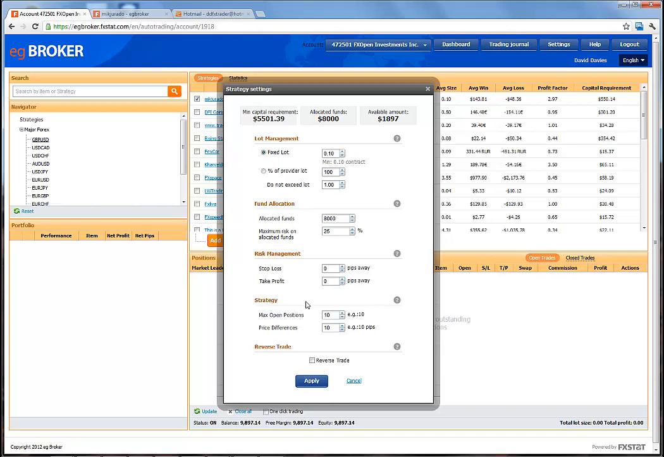The maximum open positions feature is self-explanatory. It is the maximum number of positions that can be open at any one time following the signal provider. If your open positions reach this number, you will stop receiving any new signals until one of your positions is closed.